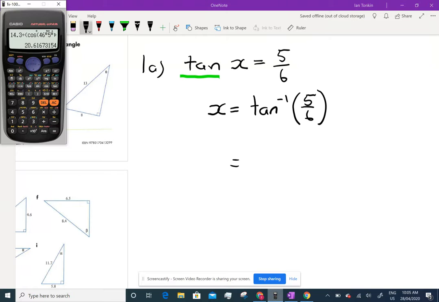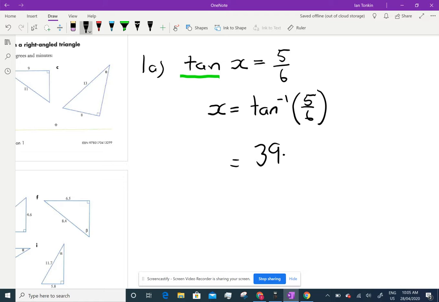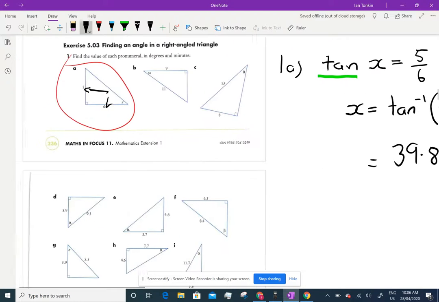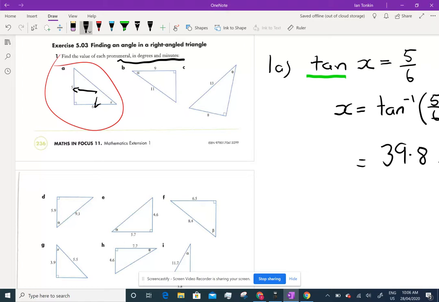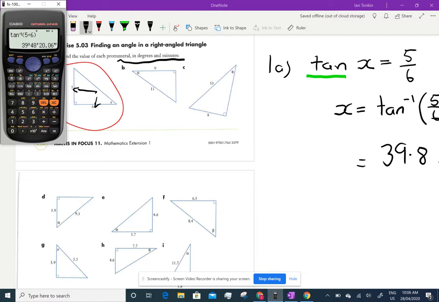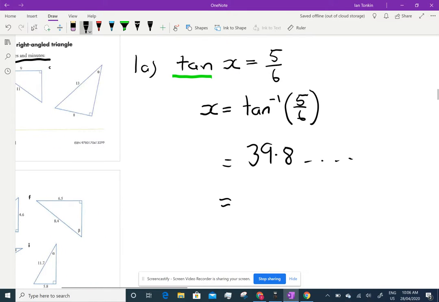And then you just go to your calculator and we go inverse tan, 5 divided by 6. Luckily our calculator keeps the parentheses there. You can write it as a fraction, you can write 5 divided by 6. You get 39.8, which is a decimal, but they want it in degrees and minutes. So I hit my degrees and minutes button. 39 degrees, 48 minutes and 20 seconds.